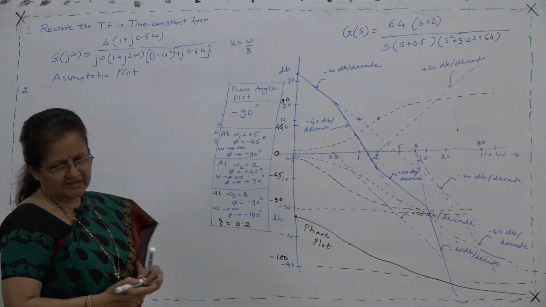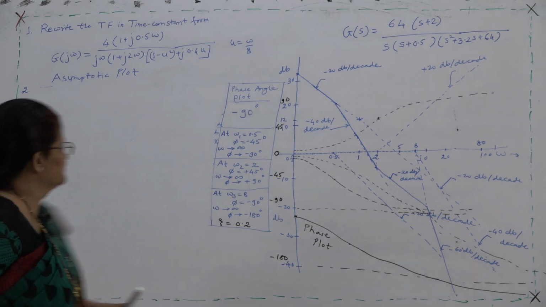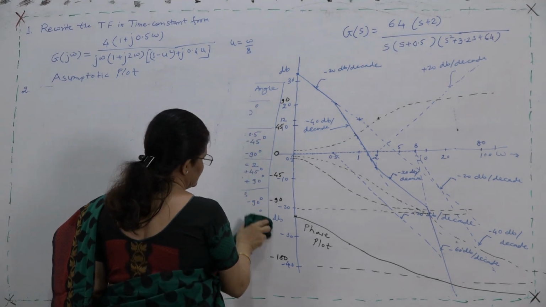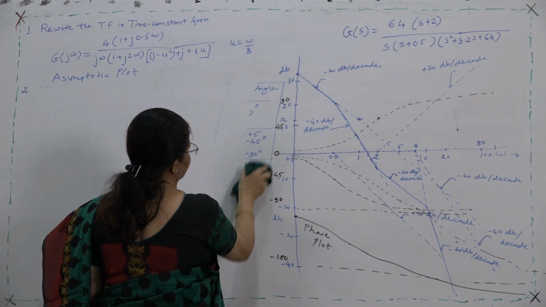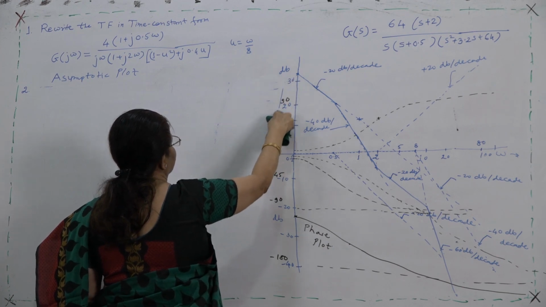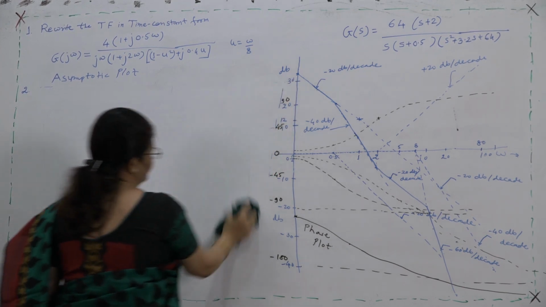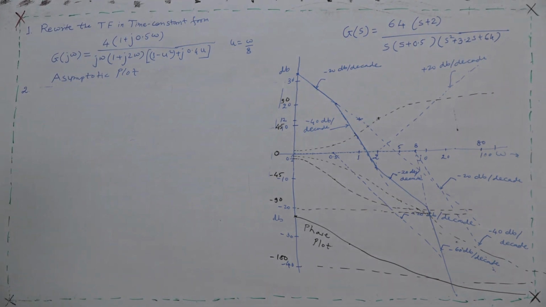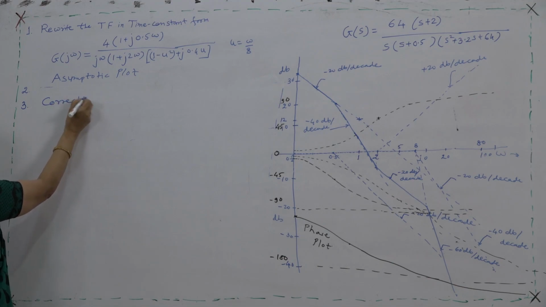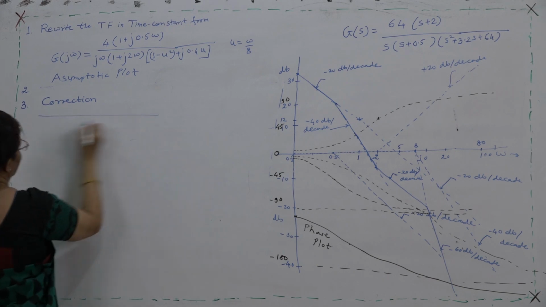Now, you have to do the corrections. So, two things we will see now here. I will rub this part. So, the approximate plots, asymptotic plots, we have drawn. Now, the asymptotic plot you have to correct. So, we will see the third thing, the correction. Okay. So, again make a table for the correction.